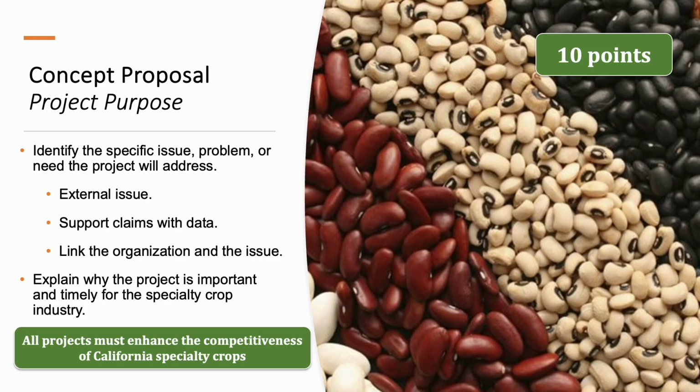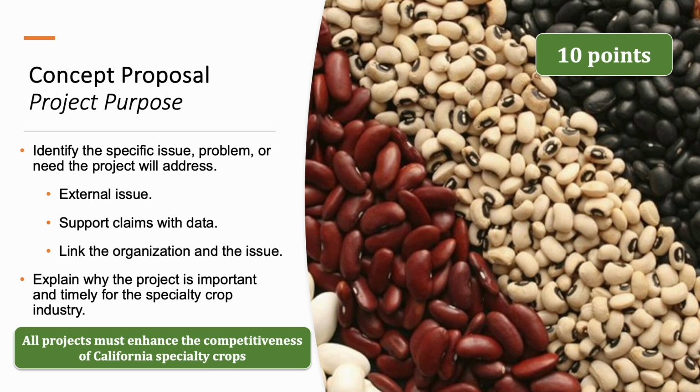Remember to describe how your project targets an external problem facing the specialty crop industry rather than an internal problem facing your organization. Describe the issue in detail and use data to support your argument. Also, be sure to establish why your organization is well equipped to address this issue.